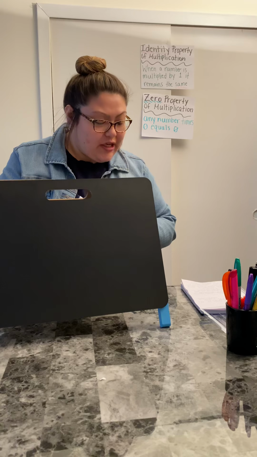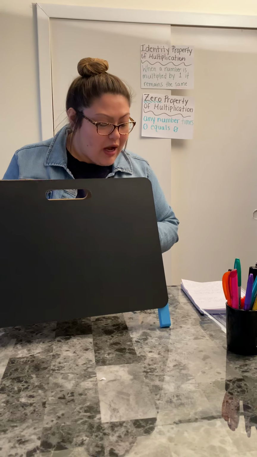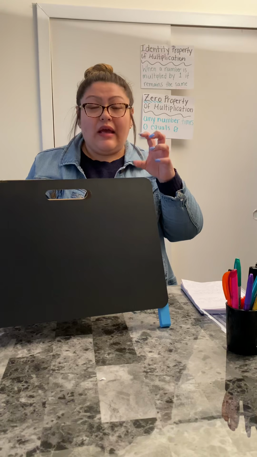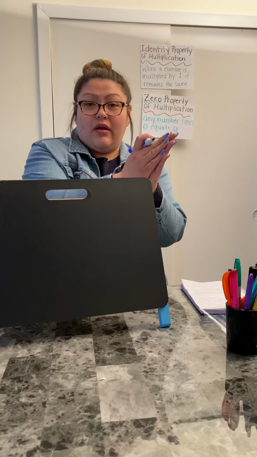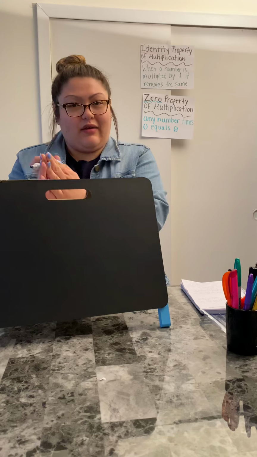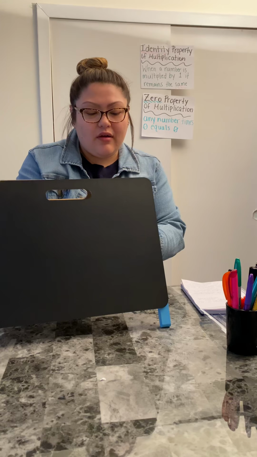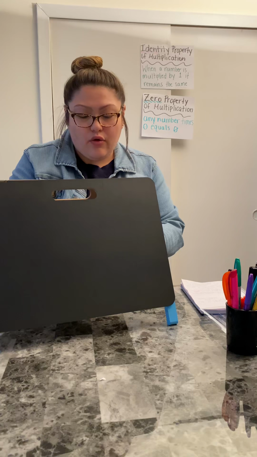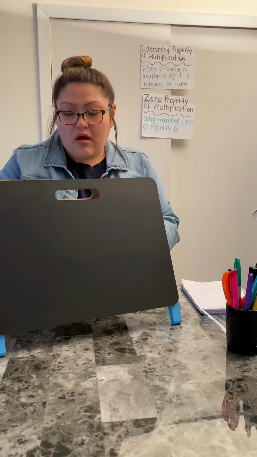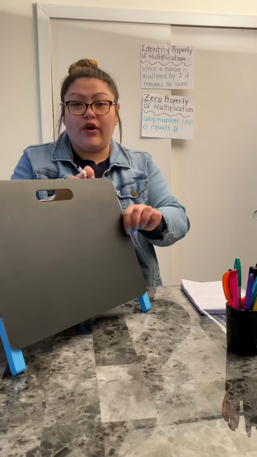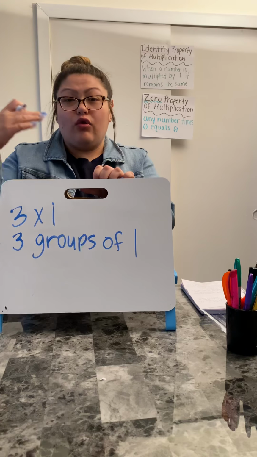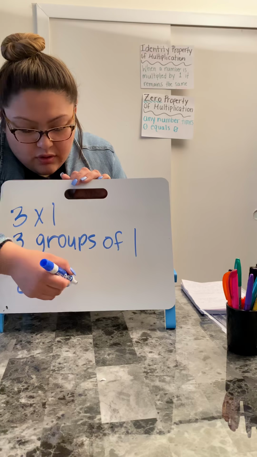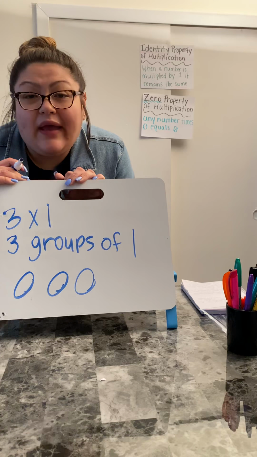It says draw a picture of the multiplication problem 3 times 1 equals 3. Now remember, it's blank groups of blank. So if it says 3 times 1, that means it's 3 groups of 1. Okay, so if we're going to draw a picture of 3 groups of 1, we need to draw 3 groups, right? 1, 2, 3. And how many go in each group?